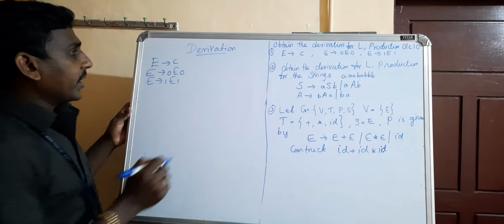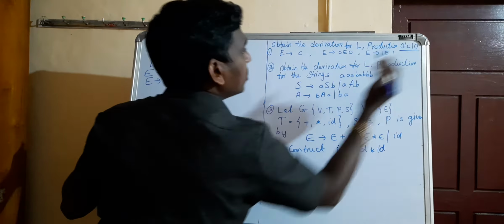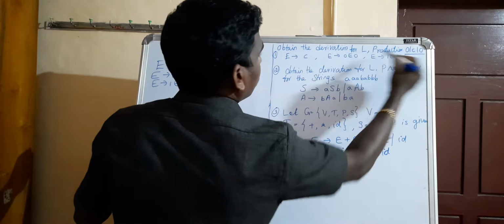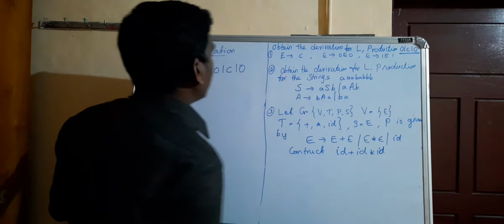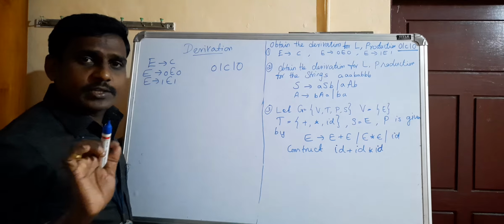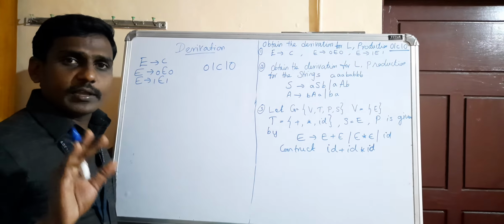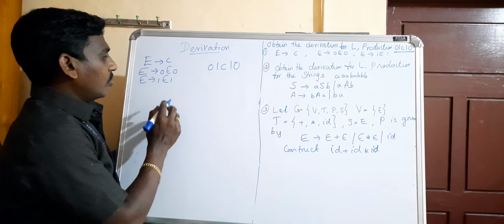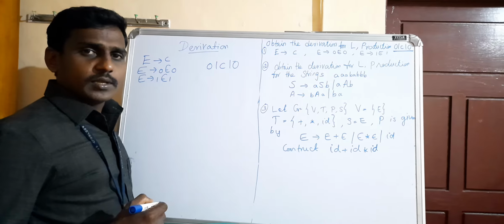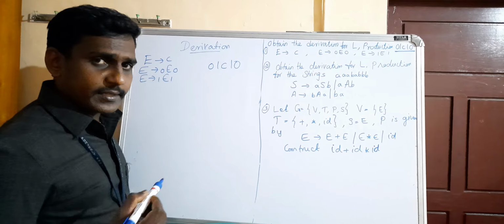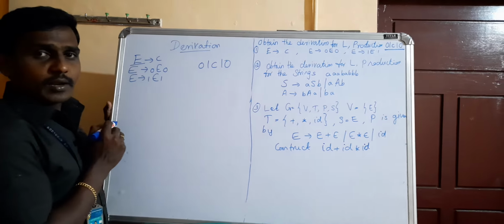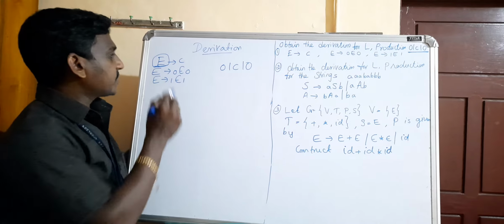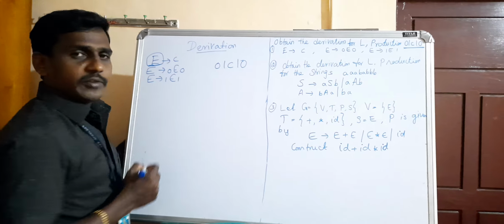That's all. And what they are asking is: obtain the derivation for the given production. The string is 0 1 c 1 0. The string should be in small letters. So how will we make it a derivation? What is the derivation? Expanding the start symbol. E is the start symbol, the variable which starts first is the start symbol. So expanding the start symbol until the given string is reached.